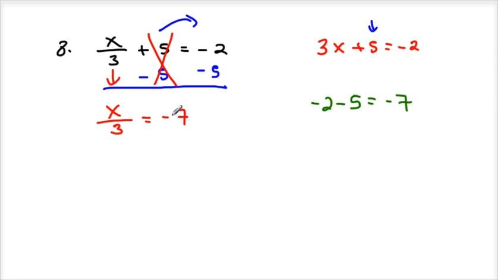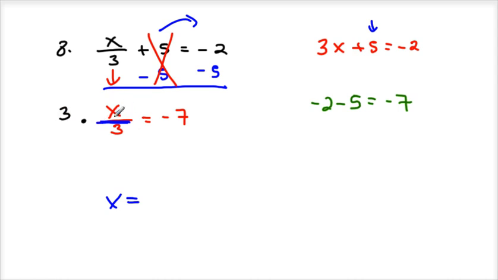Alright, so x divided by 3 equals negative 7. I don't want this x divided by 3. Again, I just want x equals something. Now since I'm dividing by 3 here, the question you have to ask yourself is, what is the opposite of dividing by 3? Well, if you said multiplying by 3, then you are correct. So the opposite of dividing by 3 is actually multiplying this by 3.